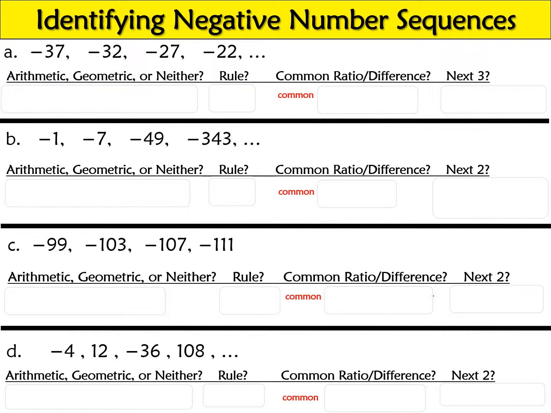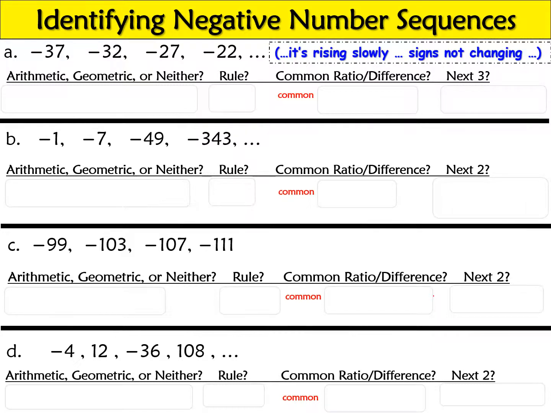There are a couple of things we should always be looking for when we're looking at a pattern of numbers. Number one, is it changing quickly or changing slowly? And what's happening with the pattern of signs? Are the signs staying the same, or are all the signs alternating? Well, in this case, it appears to be rising slowly, and the signs are staying the same.